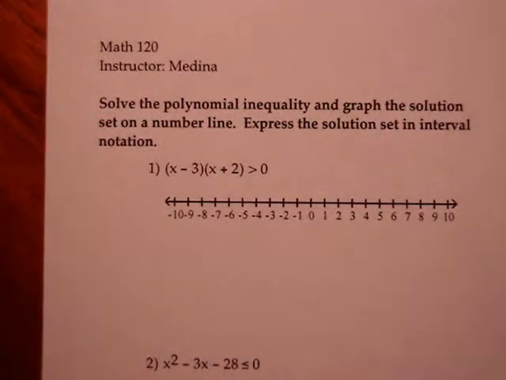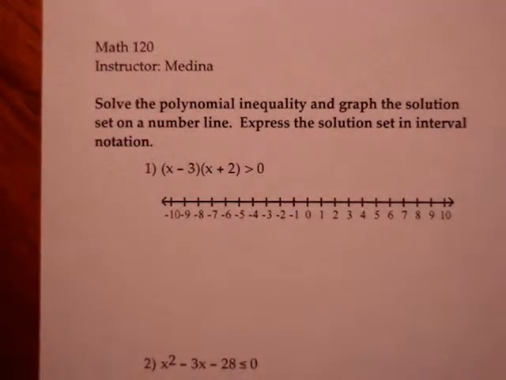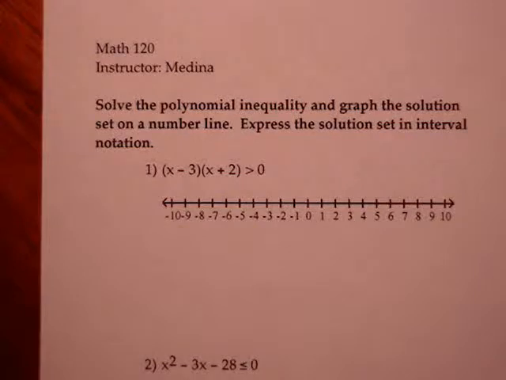Hello class, now we're talking about section 3.6, rational and polynomial inequalities, and there are two ways to approach these. One is to imagine the graph, and we discussed that in class, so I'm not going to talk about that on the video. The second way is to pick test points, okay?